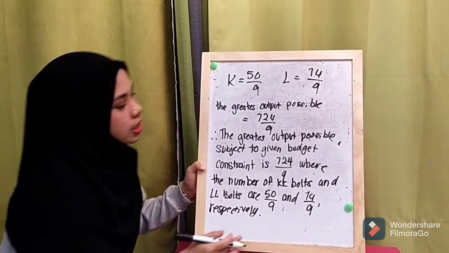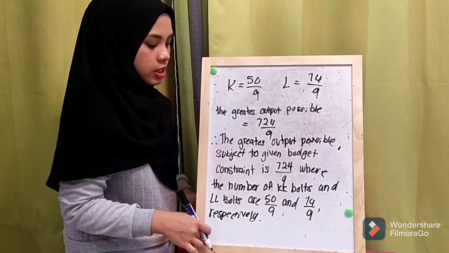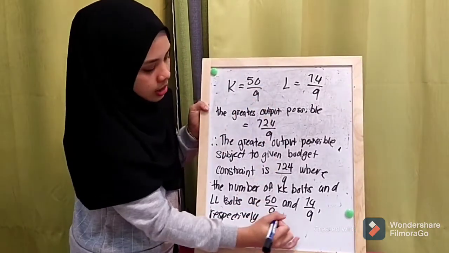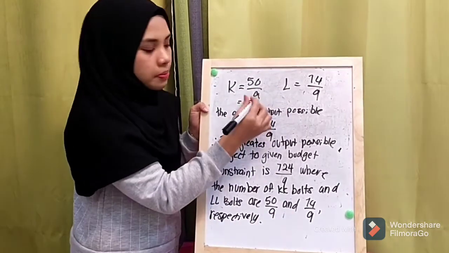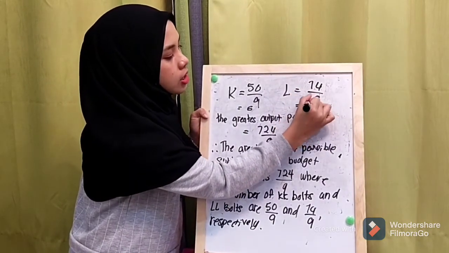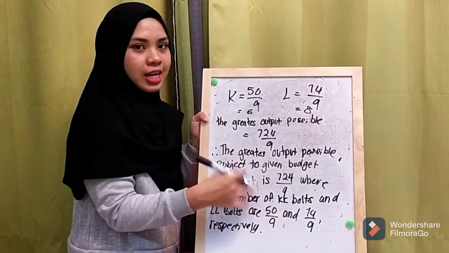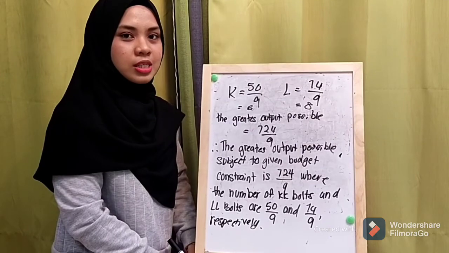So here is the last of our answer in this question. We can also say that the value of K is approximately 6, and for L, approximately 8. It also can be written like this. I prefer to write it like this rather than as a fraction. So here's the end of the answer for this question.